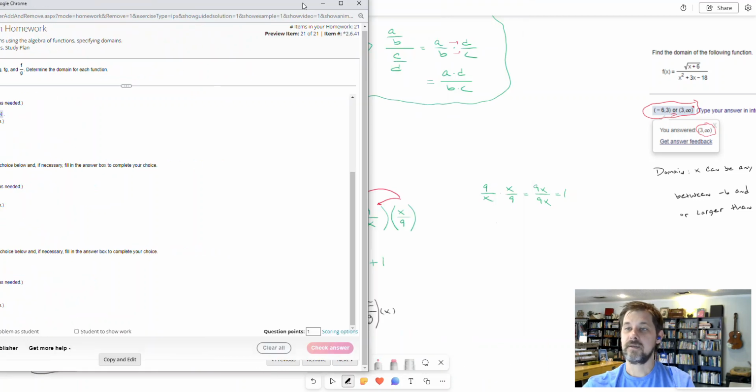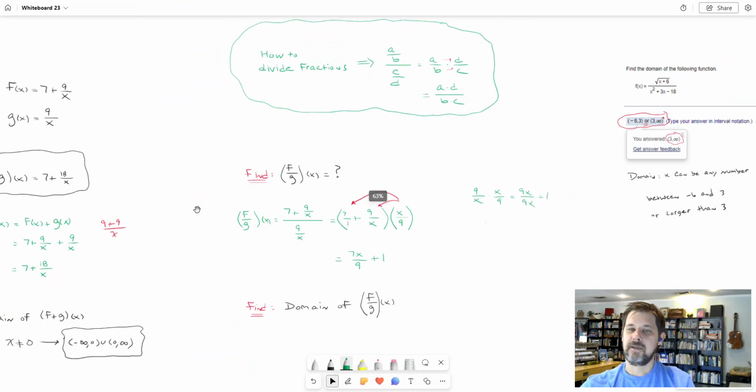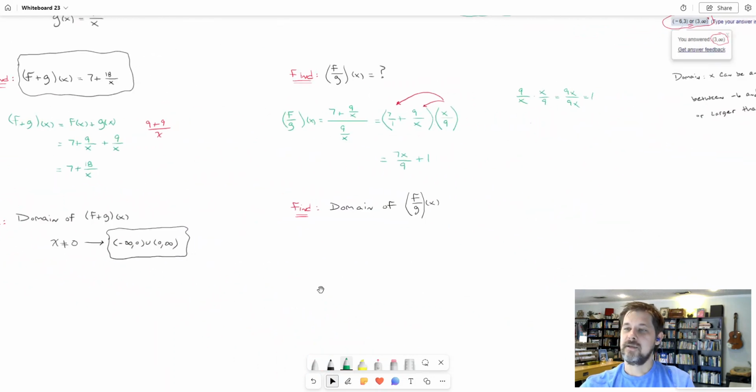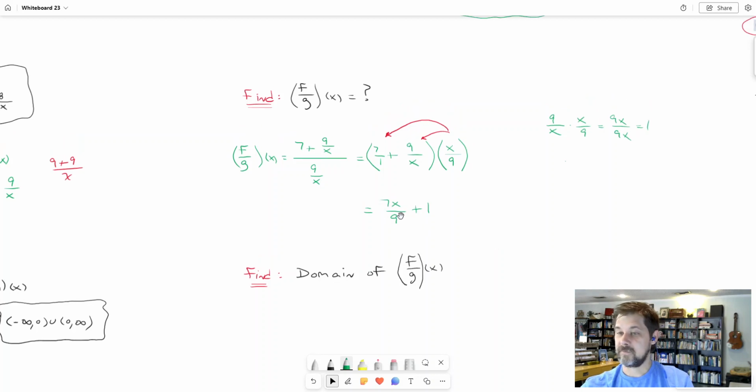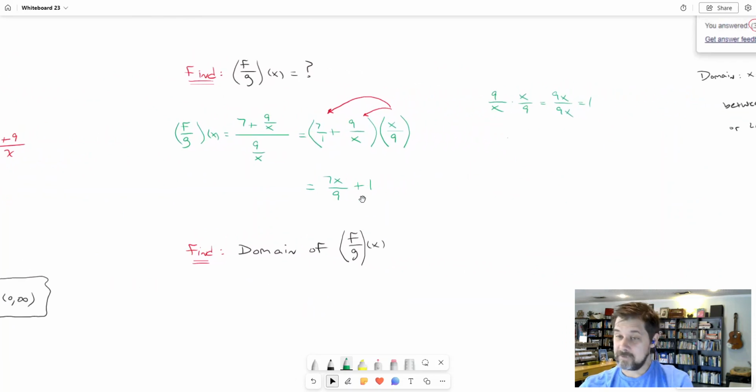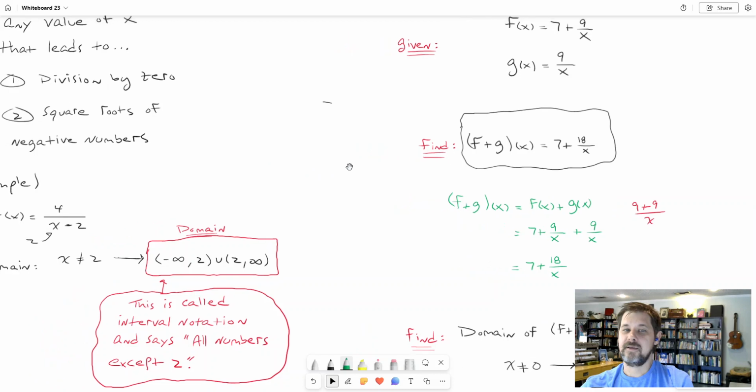Now, I said that to find the domain of a function, we want to avoid any value of x that leads to division by 0 or square roots of negative numbers. And you might look at this and say there's no way there could be a division by 0 here, because you see the division, and what number is under it? 9, and 9 is not going to be 0. The only way the domain could be restricted, you might think, is if the x is under the bar in the denominator, because then potentially you could have division by 0, depending on what the x turns out to be. So this one doesn't have that. And it also doesn't have a square root.